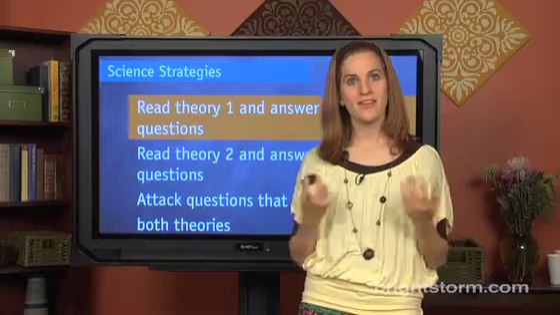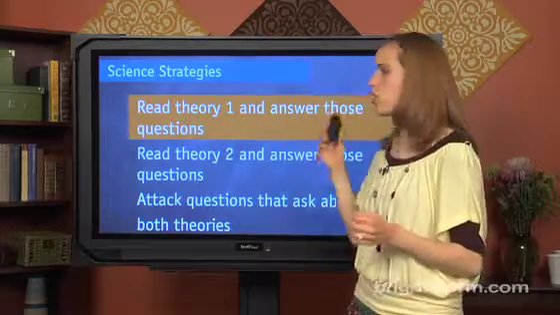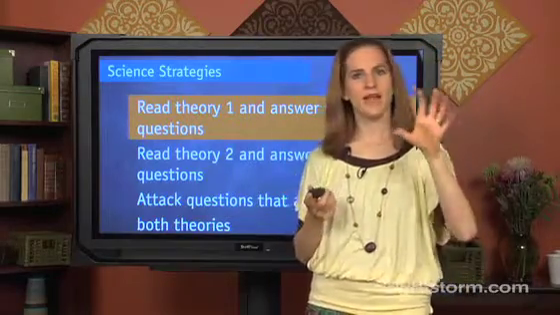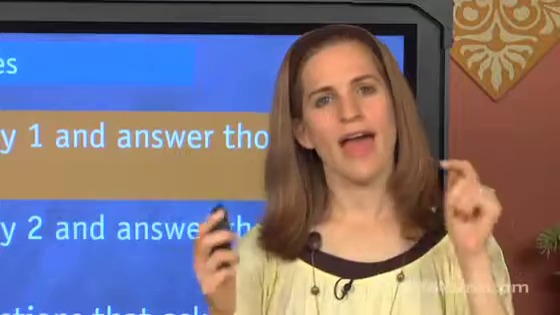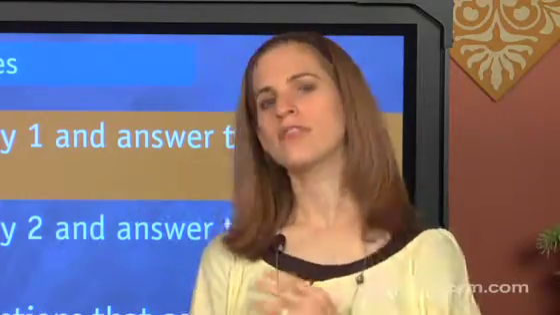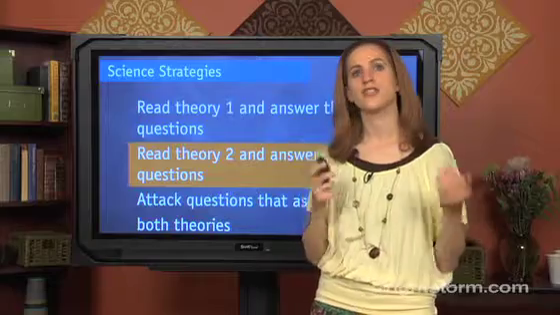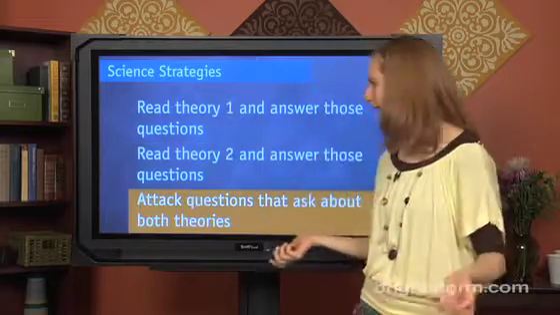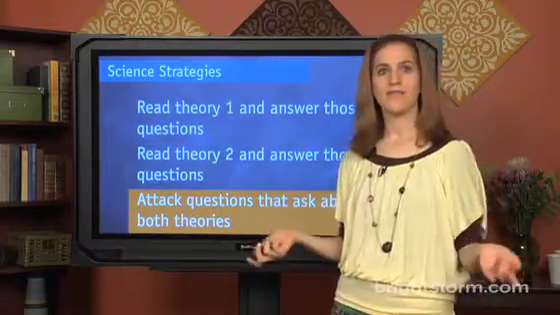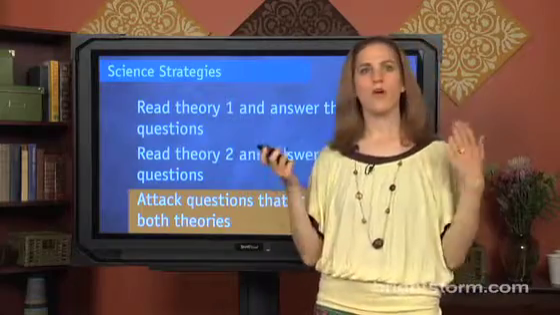So, best strategy for conflicting viewpoints, first, read theory 1, just what scientist 1 has to say. Don't even look at scientist 2, and then head to the questions, and you'll skim really quickly and find which ones of them are only talking about scientist 1. You'll answer those questions, and then you're not going to be tripped up by those wrong answers that have to do with scientist 2, because you won't even know what scientist 2 has said. Then you'll read theory 2 and answer those questions, talking just about scientist 2. And last, you'll skip around and do what's left, which is going to be the questions that ask about both theories.